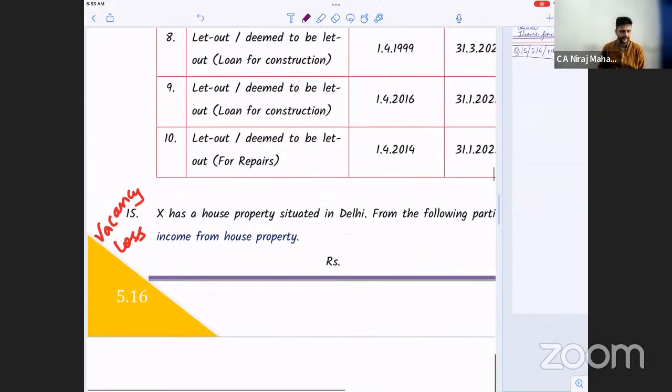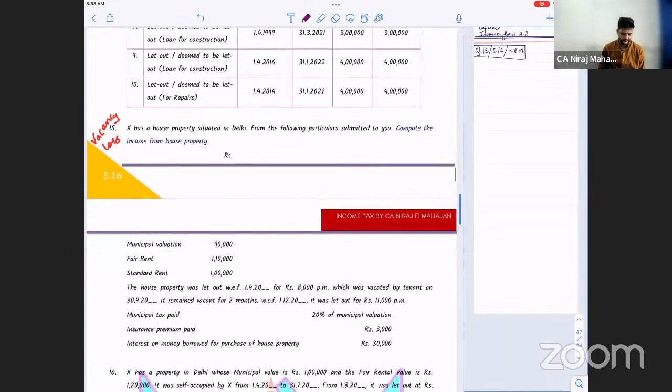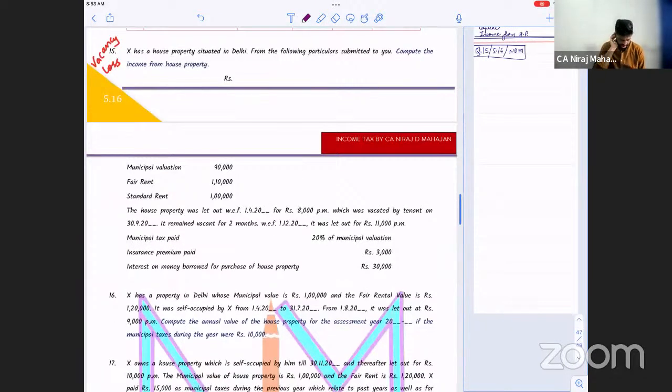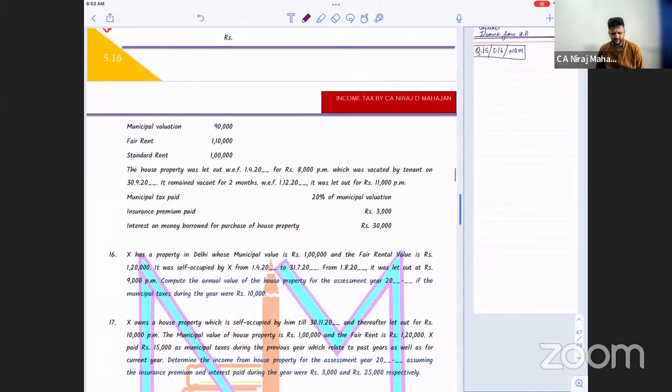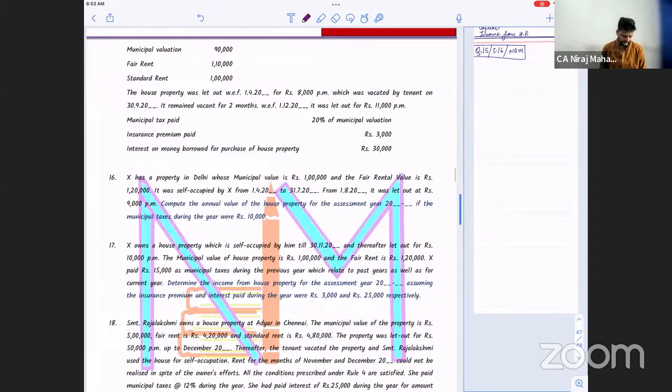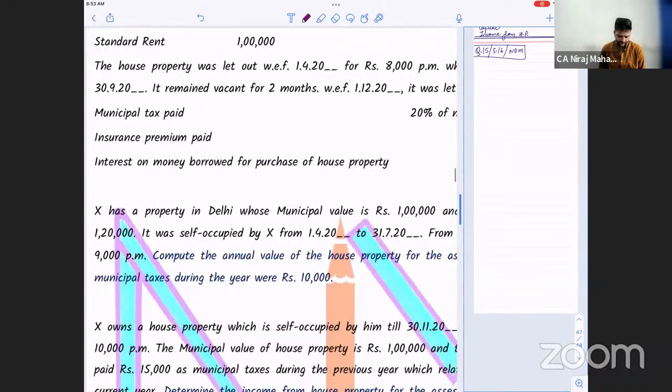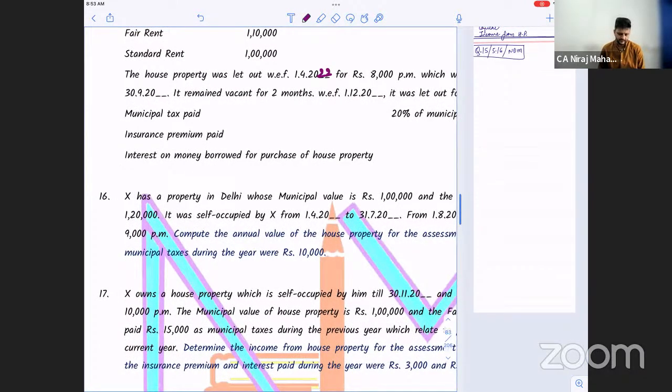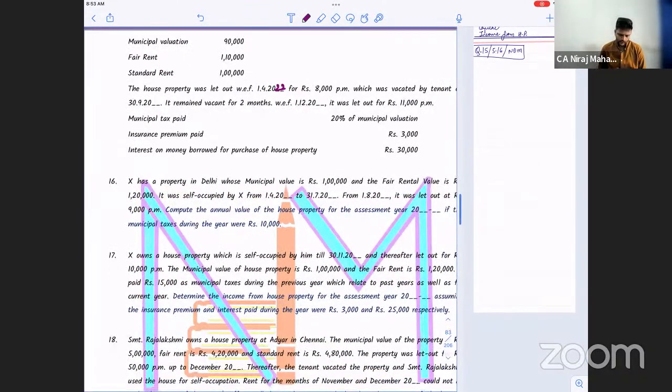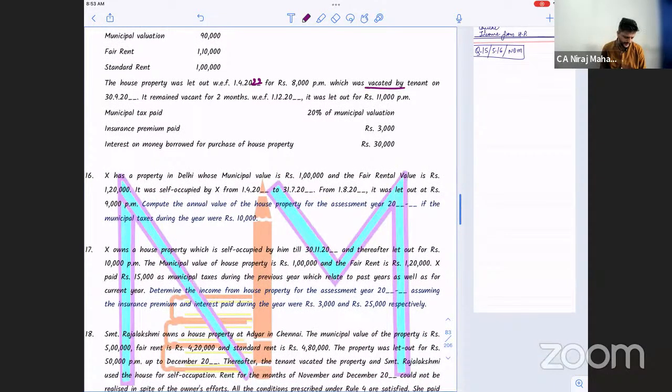Ready? Chalo, question number 15. X has a house property in Delhi. For the following particulars submitted to you, compute income from house property. Municipal valuation, fair rent, standard rent for the year. The house property was let out with effect from 1/4/22, from April itself, at rupees 8,000 per month, and it was vacated by the tenant on 30th September 22. Six months he used, April to September. It remained vacant for 2 months, that means October and November, no rent. And from 1st December 22, it was let out at rupees 11,000 per month.